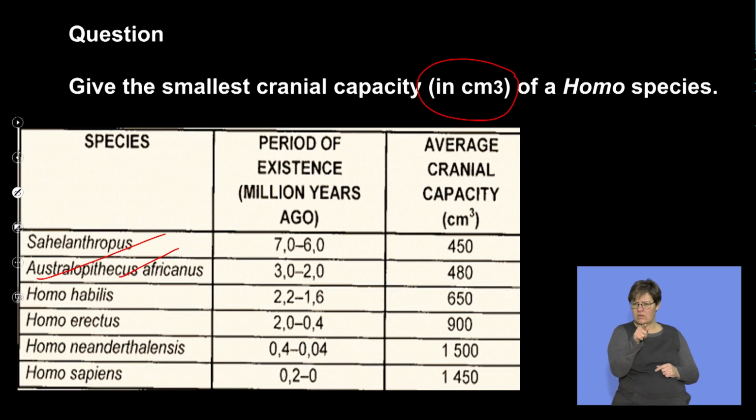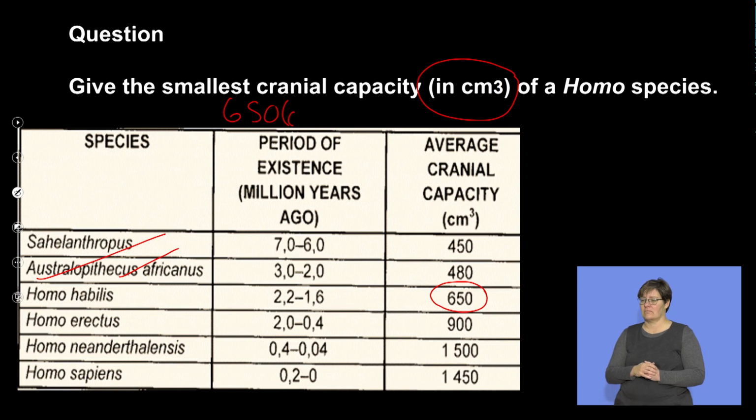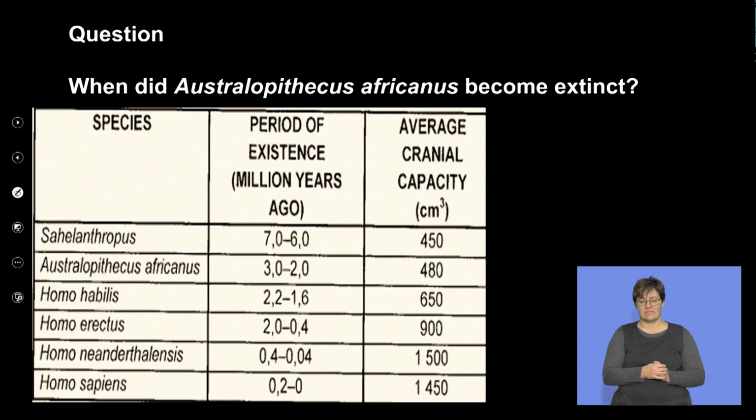So we look at these, and the smallest is going to be the Homo habilis, and the answer then is going to be 650, right? And they asked you for the cubic centimeters, so there's your answer. Nice answer over there.